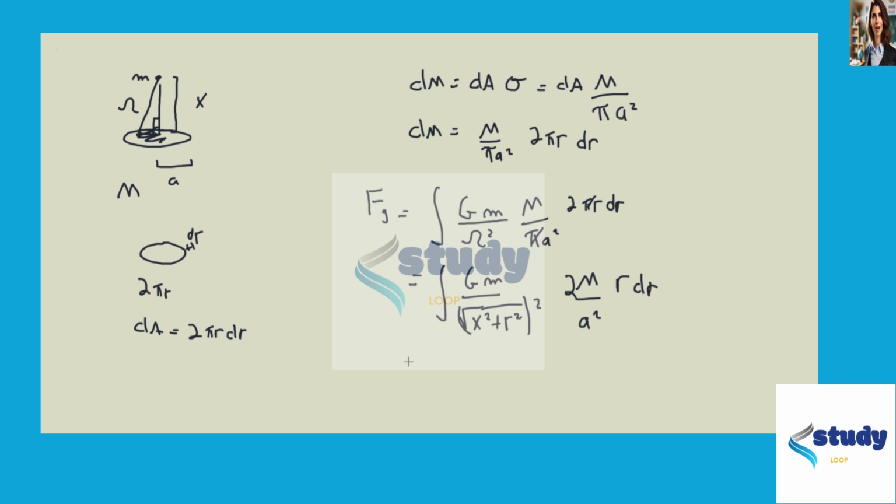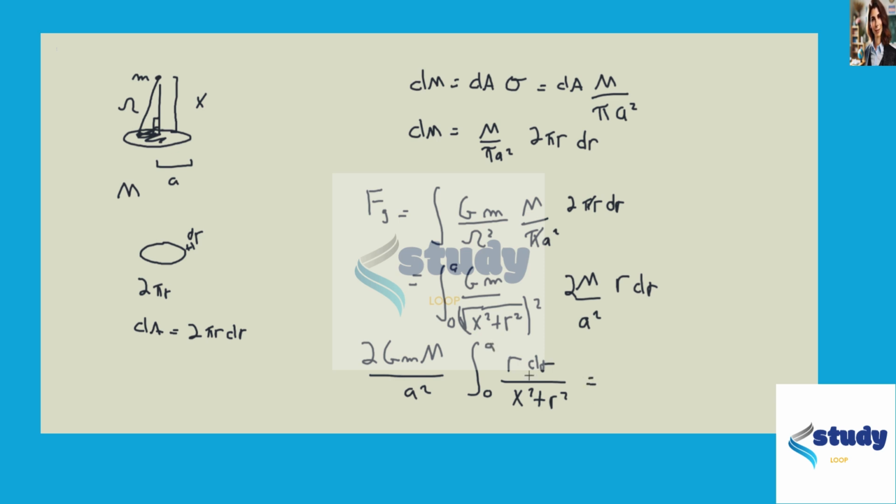So we can bring out some of these constants. We'll have 2 times G little m big M over a squared, and we're just left with our integral of r dr, and then this square gets rid of the square root, so just over x squared plus r squared. Originally this was over the whole mass of the disk, but when we change things to r, now we're going from 0 to a. So from rings that have no circumference all the way out to rings that are the full circumference of the disk.